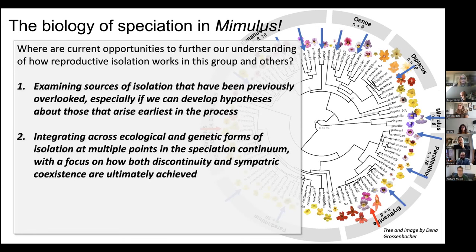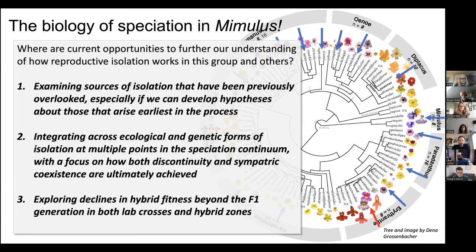Like I said, I think we need to integrate across ecological and genetic forms of isolation, and especially bring in this idea of the speciation continuum and look at divergence at multiple points along that continuum. I'd like to make a pitch for focusing on how both discontinuity and sympatric coexistence ultimately get achieved in these groups, which I think is a tall order, but something we need to work toward.